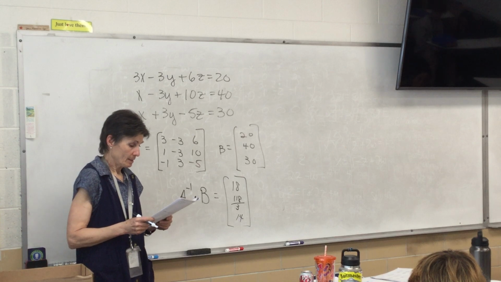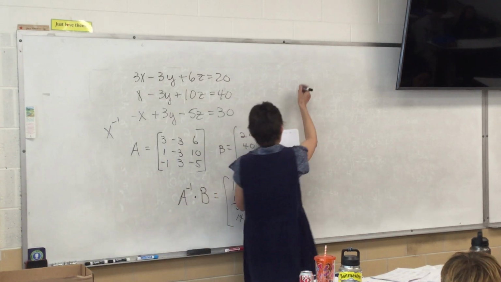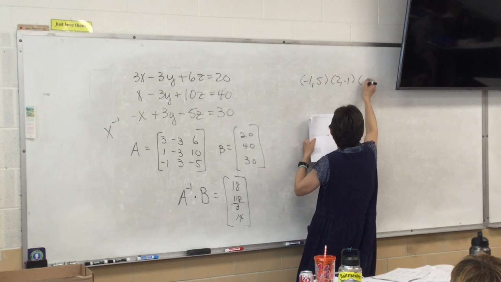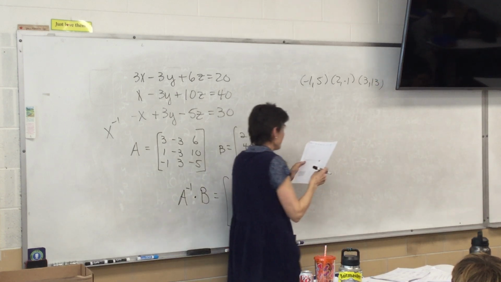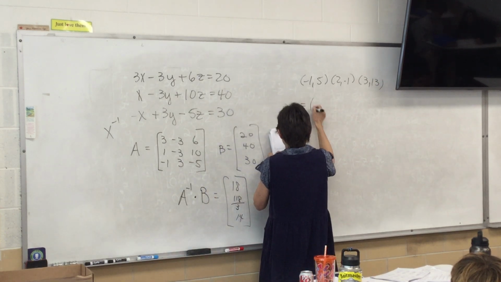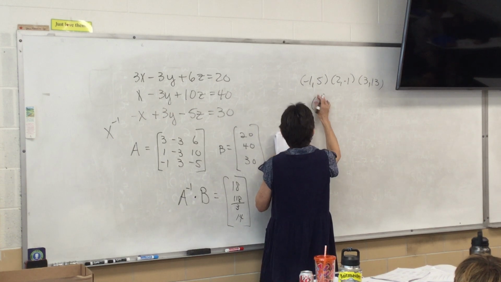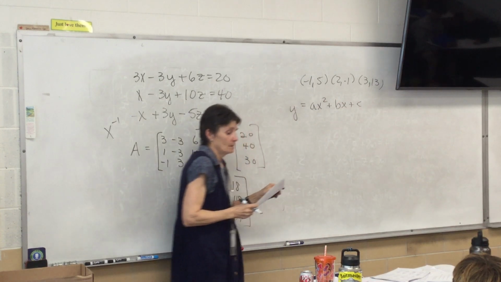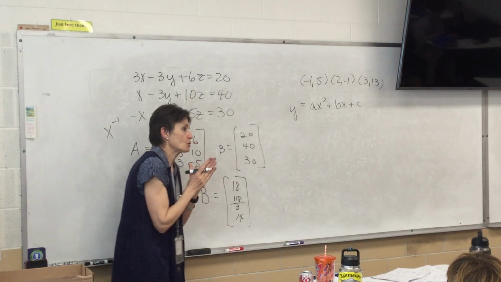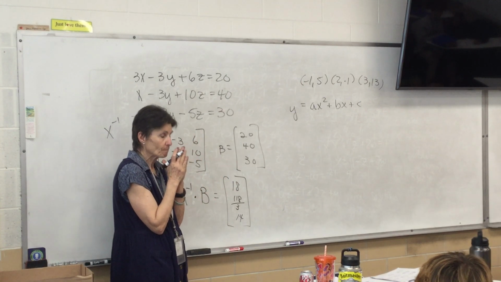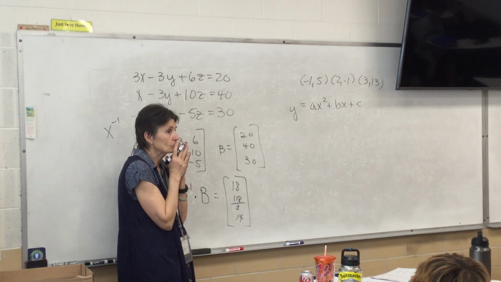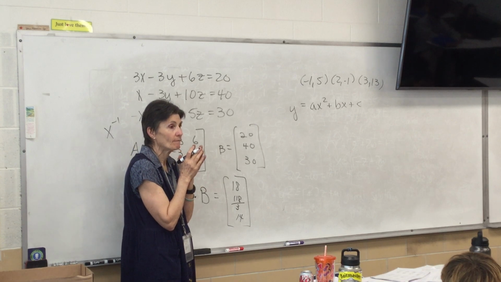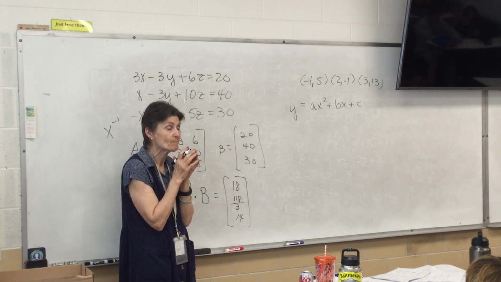Number 8, determine A, B, and C so that these points are on the graph of this. So in other words, what are we doing? It's called polynomial curve fitting. We're taking 3 points and we're going to write the equation of the parabola that goes through them.